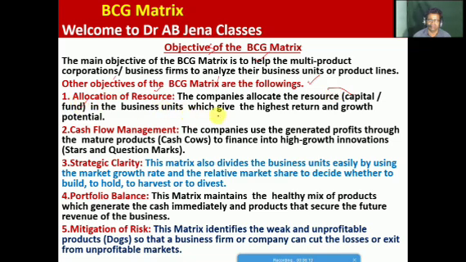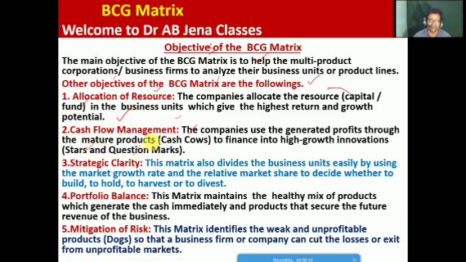In their business units which give the highest growth potential. Both, so in this situation, that is the market growth rate is there, market share is there, that the business will get. Then second one, cash flow management. The companies use the generated profits from the mature products, I mean the cash cows, to finance high growth innovations, I mean the stars and question marks.